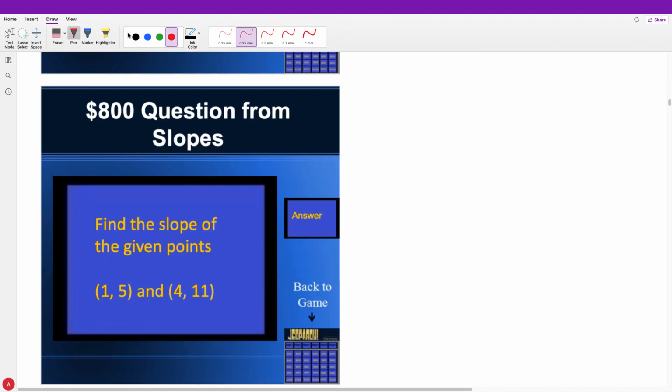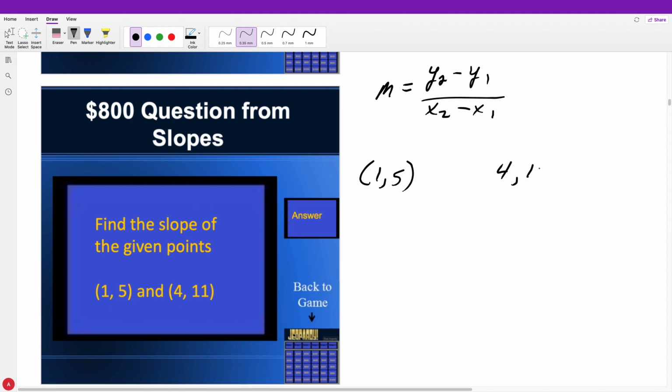All right, so for this one, I just want to practice going over the formula with you. We have m is equal to y2 minus y1 over x2 minus x1. And we have the 2 points of (1, 5) and (4, 11). So I'm going to go ahead and denote this as my x2, y2, and this is my x1, y1. Remember, it really doesn't matter which one you choose. I'm choosing this one to be my x2, y2 because I see that they're both larger than my x and y in the other ordered pair. So I just want to make sure that my numbers remain positive.